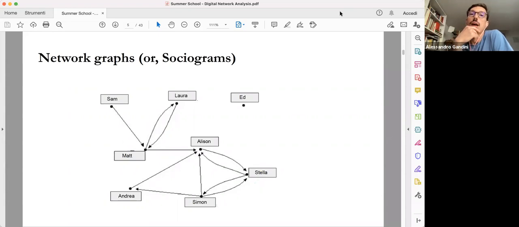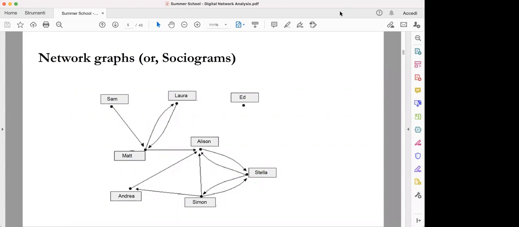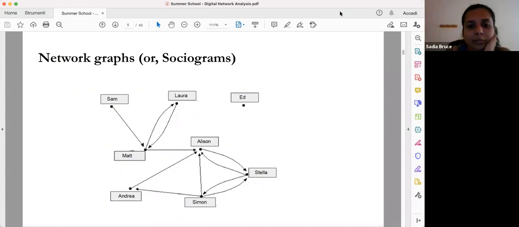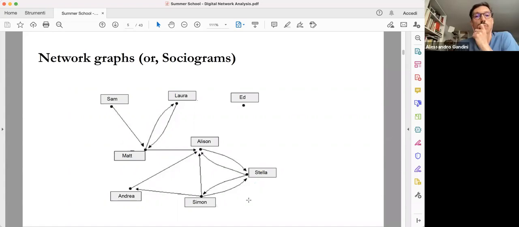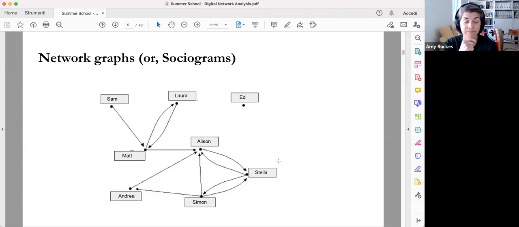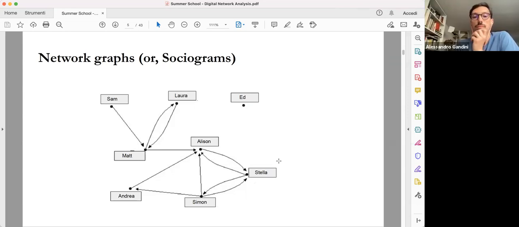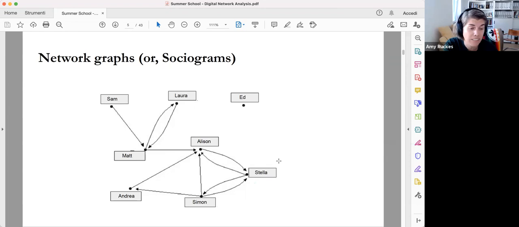Any other thoughts that come to anyone else? I guess it could be like Allison and Stella, because they are the most central and connected with the most of the people around the network. So Allison, Stella, and Matt is also quite important, on the basis of what Massimiliano said. I wanted to go out on a limb and say Simon. Simon has three arrows leading away from him. Matt almost seems like a side conversation. That was what I was thinking.